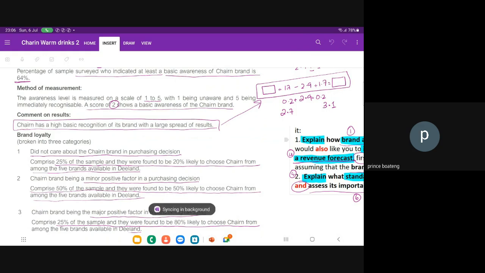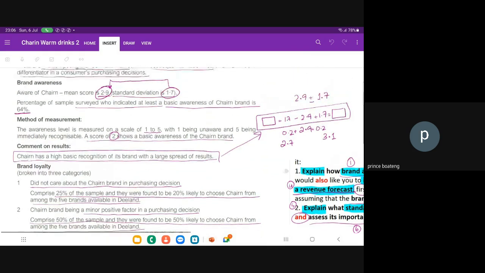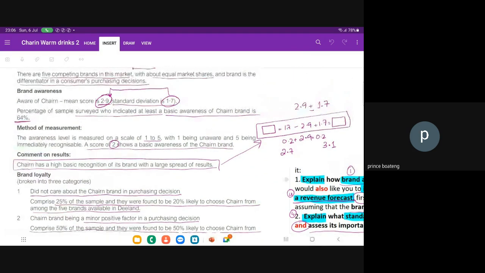Okay. Can you tell me what is brand awareness? Can we explain what is brand awareness? In general terms, there's nothing technical in here. I think it relates to how consumers are aware or have knowledge of what is being sold.